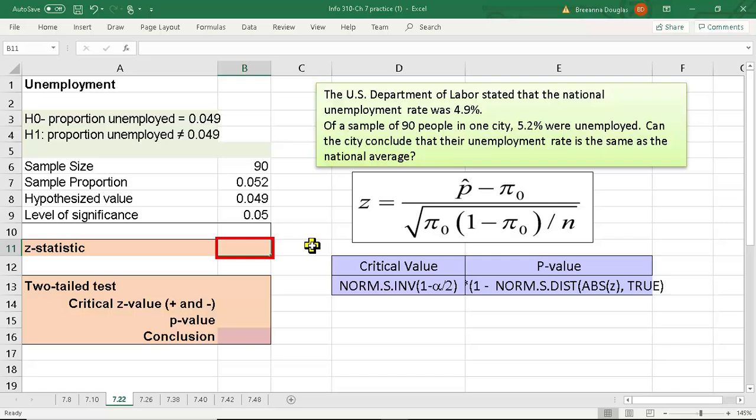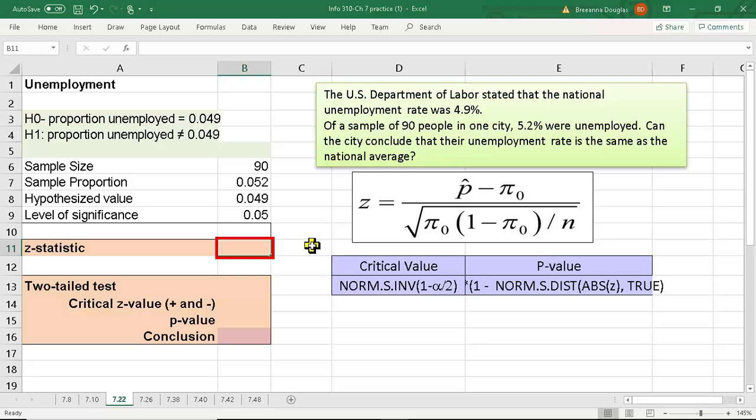Hello, today we'll be performing a one-sample hypothesis test for a proportion. In this problem, we are trying to determine if the United States national unemployment rate is equal to 4.9%. We are given a sample size of 90, a sample proportion of 0.052, a hypothesized value of 0.049, and a significance level of 0.05. The first step is to determine the type of hypothesis.